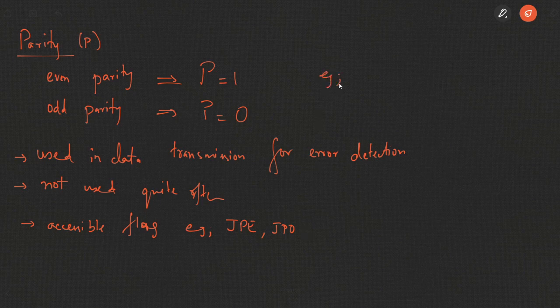Fine. So for example, we have something like this: 10110100. This is your 8-bit number, but there are 4 ones, so it refers to even parity. If you have a number like this where you have only odd number of ones, it refers to odd parity.